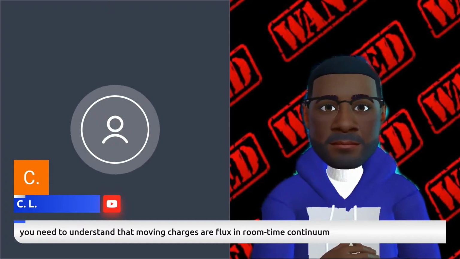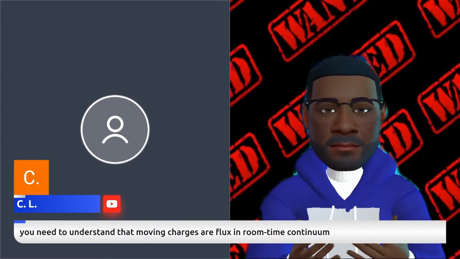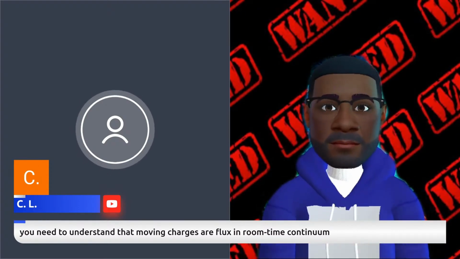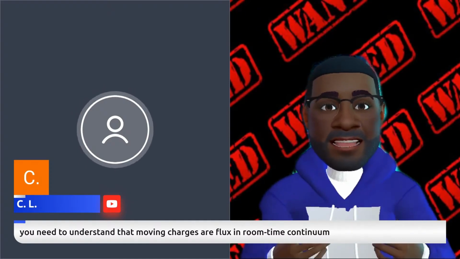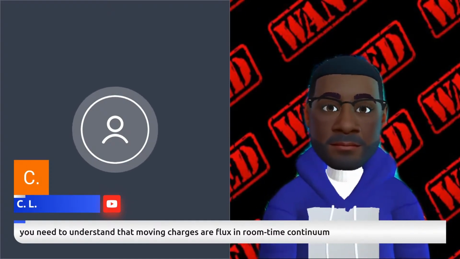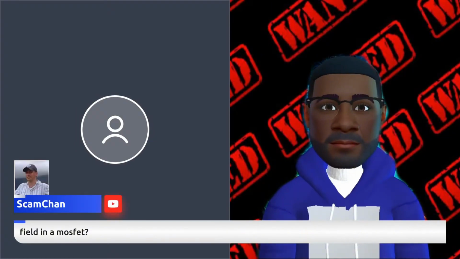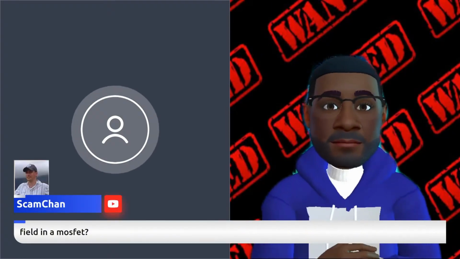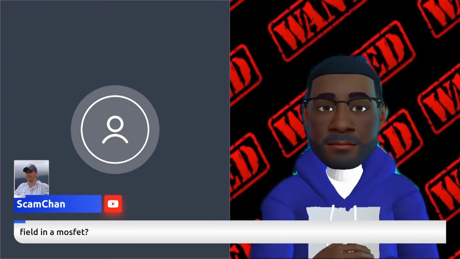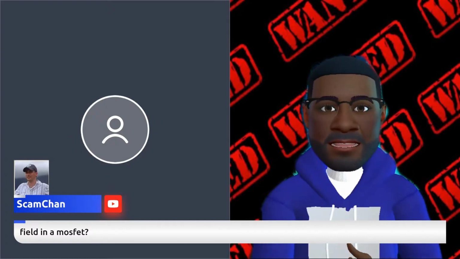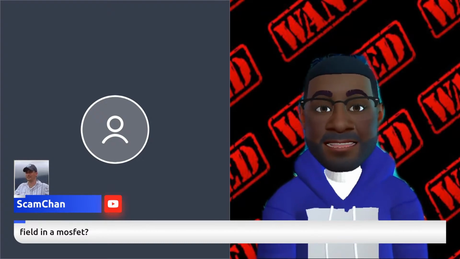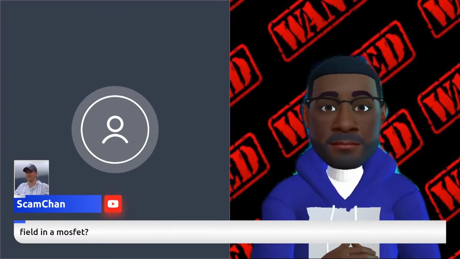Scam Chen says field in a MOSFET, but do you not realize that MOSFET stands for metal oxide semiconducting field effect transistor? The word field is literally in the name. So yes, it does have some type of field, an electric field perpendicular to the base plate. Yeah, I mean, I'm not disputing that.